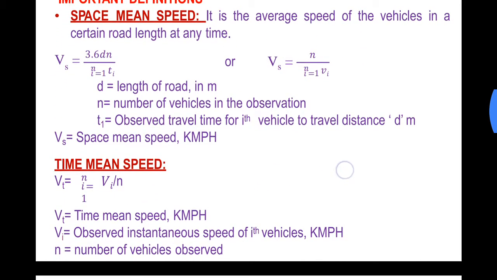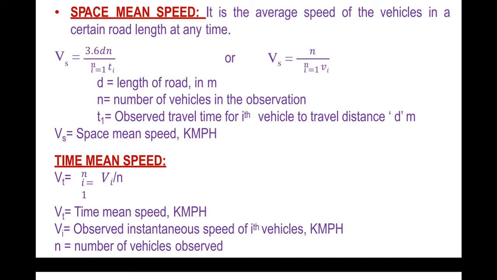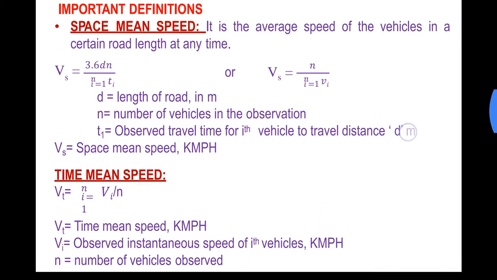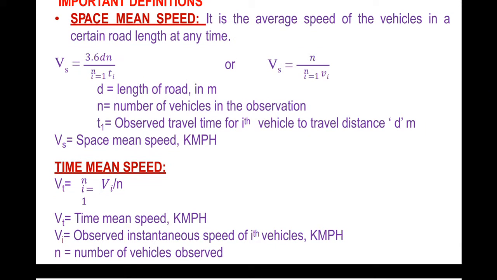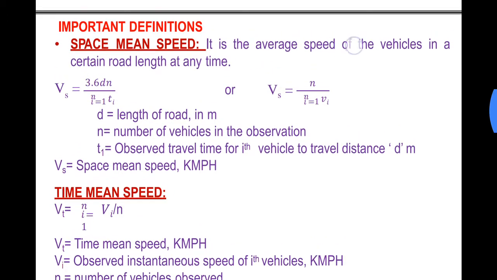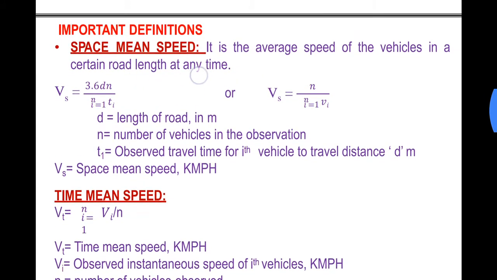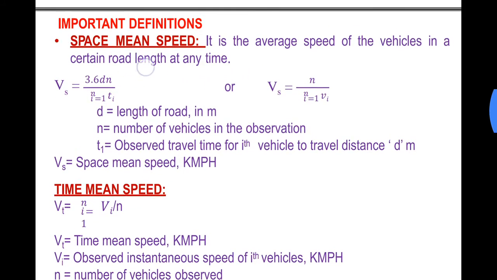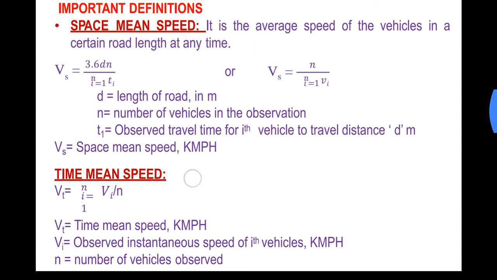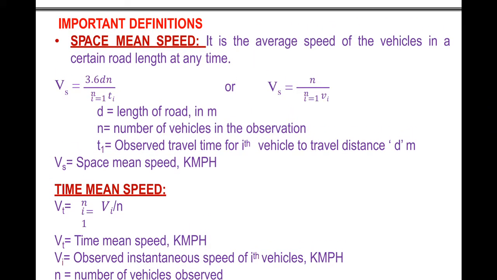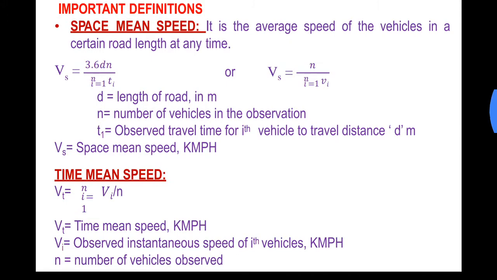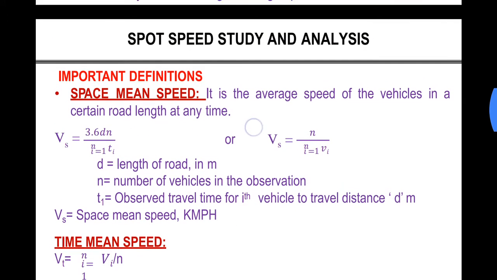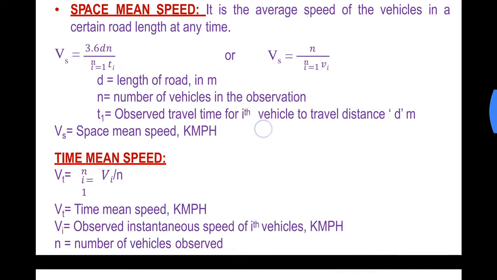next is space mean speed and time mean speed. Okay, these are both classifications of spot speeds. They are both spot speeds only, but in space mean speed what we do is we keep a constant length of road. Okay, it is the average speed of vehicles in a certain road length at any time, whereas in time mean speed, it is the average speed of vehicles at a road location over a constant time. Okay, here the time is constant and here the time could vary. Okay, so the formulas are different.